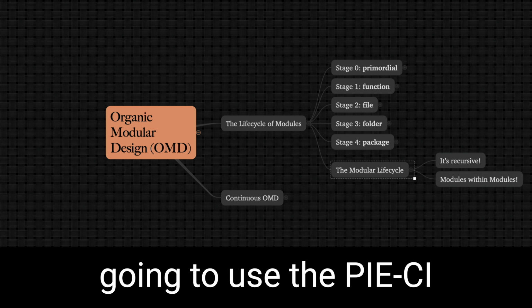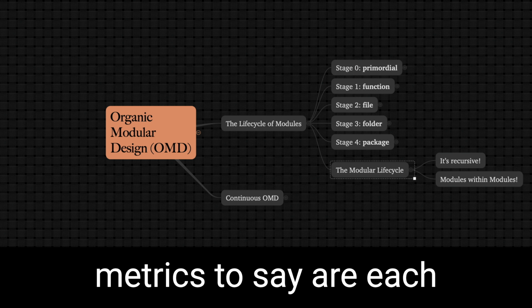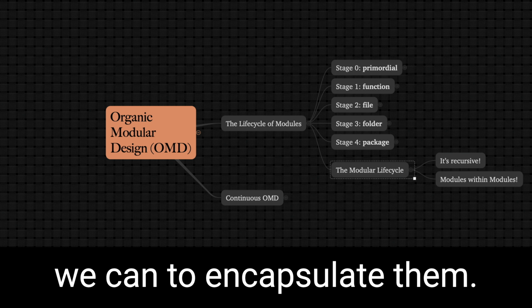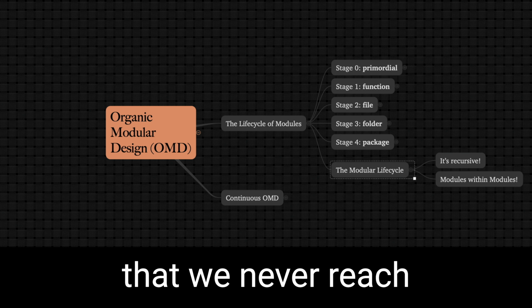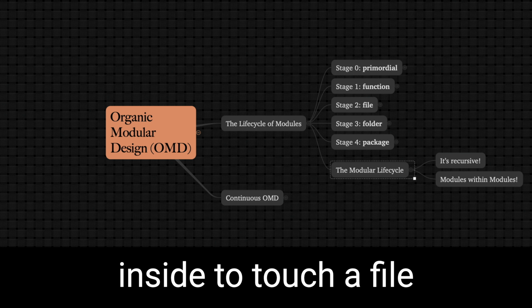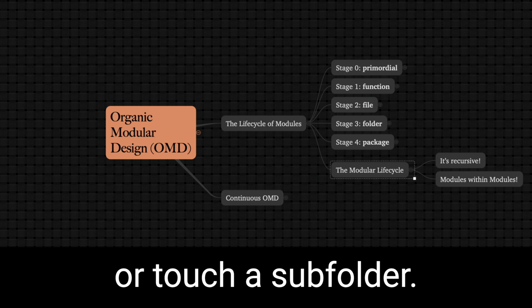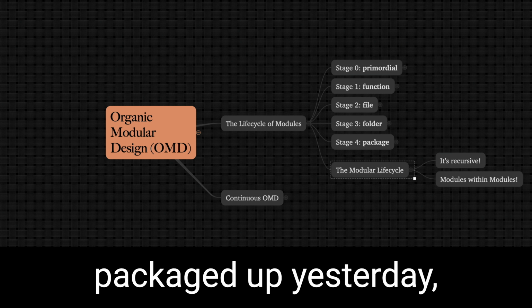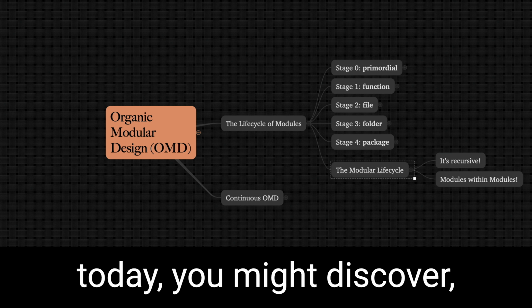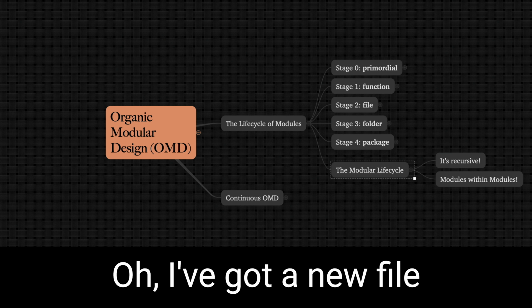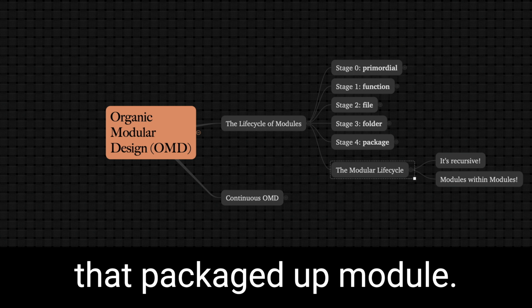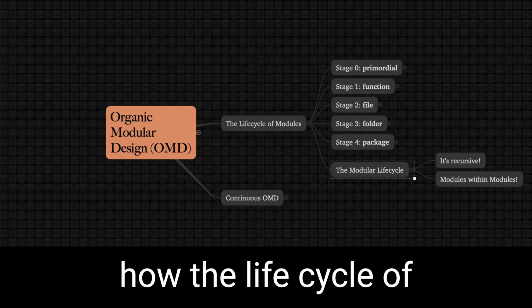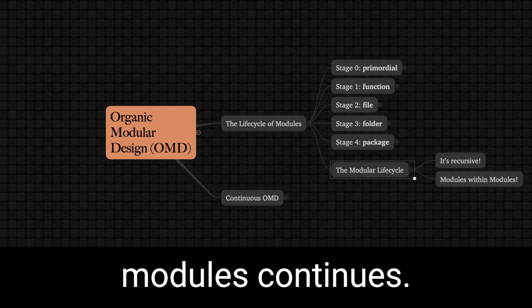Every step of the way, you're going to use the PyCI metrics to say, are each of these little bits good modules? Are we doing the best we can to encapsulate them? Are we really enforcing that we never reach inside a folder or reach inside to touch a file or touch a subfolder? And thus, your module, which you packaged up yesterday, today you might discover, oh, I've got a new file module growing inside that packaged up module. And in fact, that is how the life cycle of modules continues.